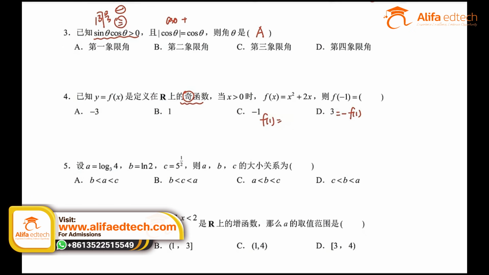For f of 1, 1 squared is 1, plus 2 times 1 is 2. The final result is 3. So f of 1 equals 3, then negative f of 1 is -3. This means the option we choose is A.